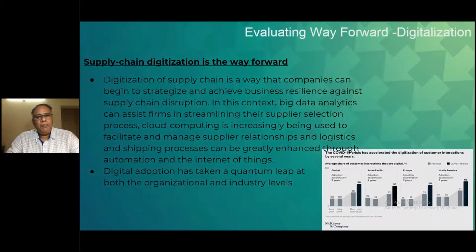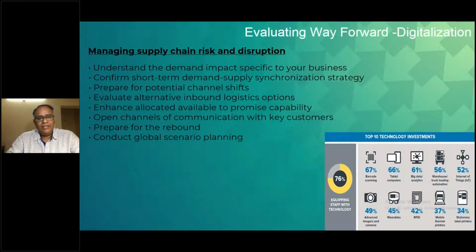And that has given very advantageous things to the supply chain people. If you see in this slide, around 76% of the equipment staff have been given the technology. And the top 10 technologies from a supply chain point of view are barcoding, scanning within the warehouses, automation in computers and networks, analytics in big data, your complete warehouse with RFID tags, and the whole mobile tracking system. This whole phenomenon has evolved a lot in the last 1.5 years.